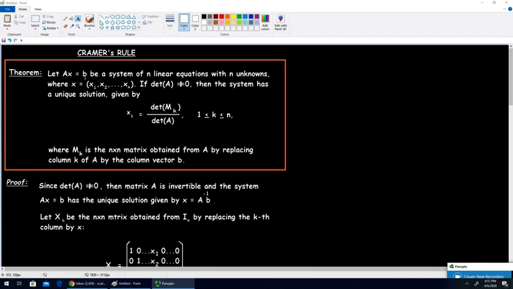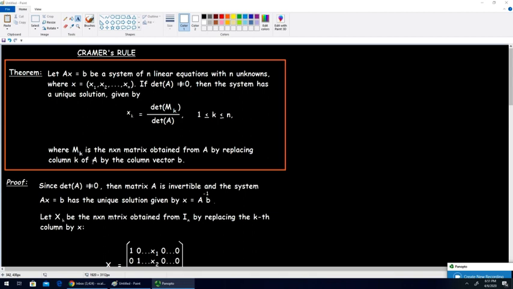Let Ax equal B be a system of n linear equations with n unknowns. It's important to notice that the number of equations equals the number of unknowns. If the determinant of A is different than 0, then the system has a unique solution. And this solution is given by xk, where xk represents the kth component of the solution x, is the determinant of Mk over the determinant of A, where Mk is the n times n matrix obtained from the matrix A by replacing the column k of A by the column vector B.